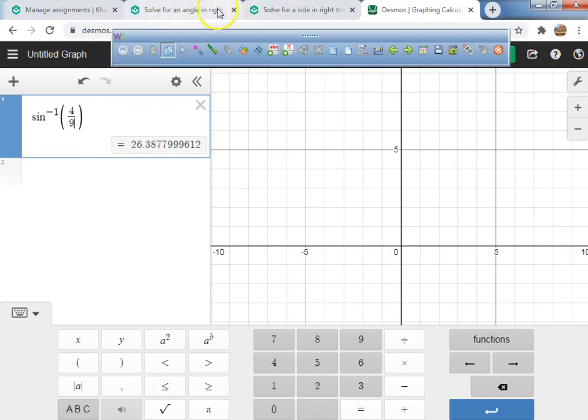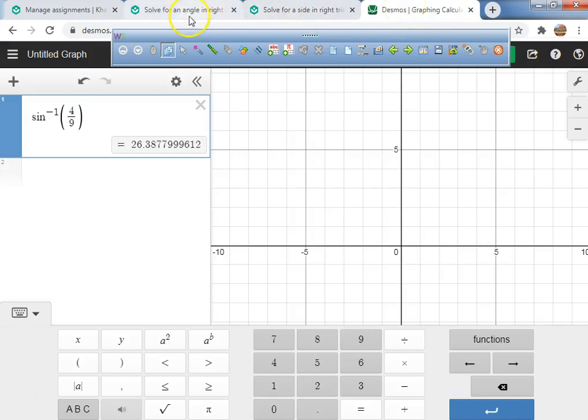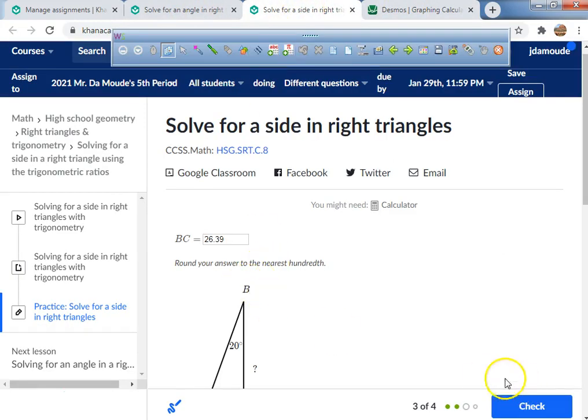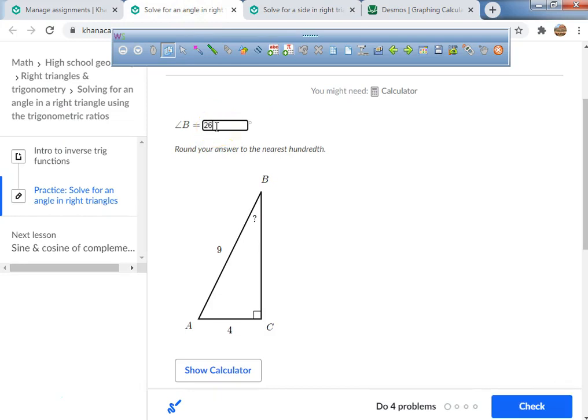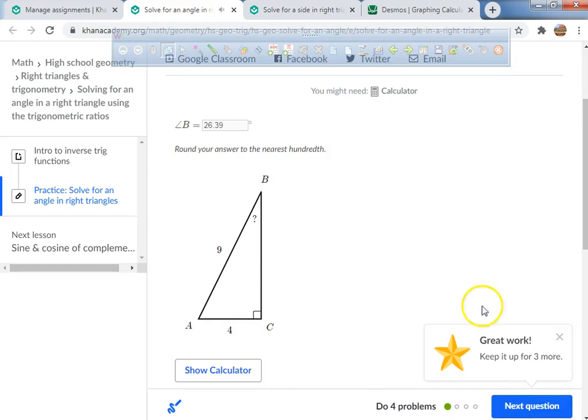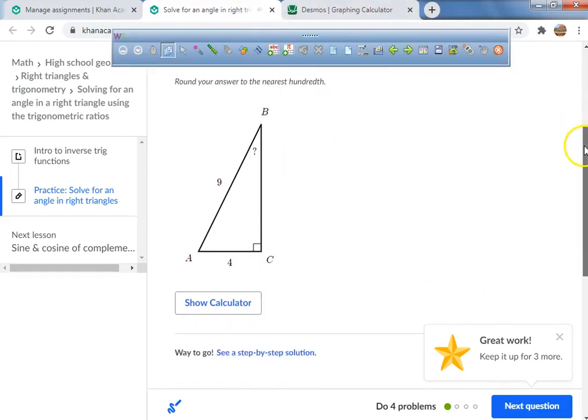If you're at home and you're trying to do stuff, always have Desmos on your phone. Or no, they don't pay me to say that. It's just a very useful tool for any math class that you're dealing with. Oh, I typed into the wrong one. Oopsie. There we go, 26.39. I just typed it into the wrong assignment. Don't worry about it.